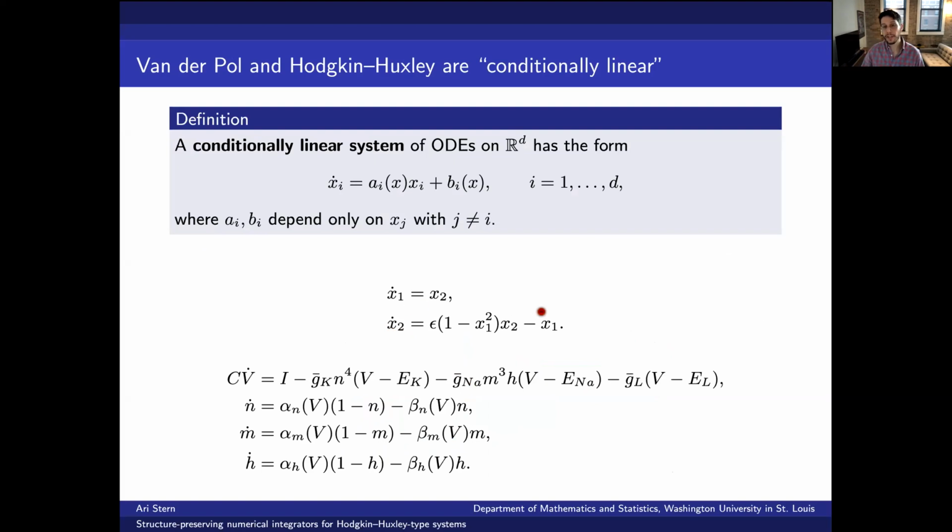So here, for example, if I look at x2, this is a nonlinear equation. However, it's only nonlinear in the other variable x1. And if I were to freeze x1, then x2 satisfies a linear ODE, and similarly for x1. With the Hodgkin-Huxley equations, if I freeze n, m, and h, then v satisfies a linear equation. And similarly, if I freeze v, then n, m, and h satisfy a linear equation. So there is nonlinearity, but it's a milder form of nonlinearity, where the nonlinear part is only in the other variables, other than that particular one that we're looking at.